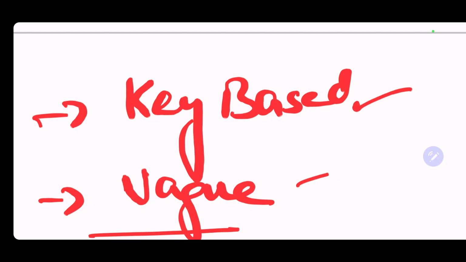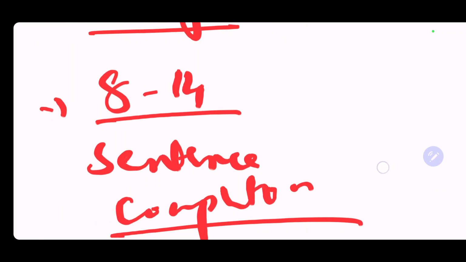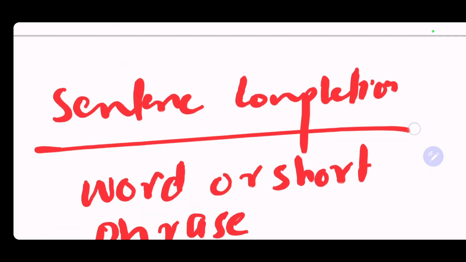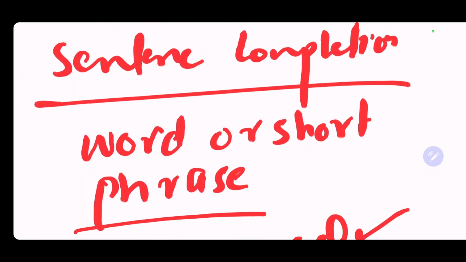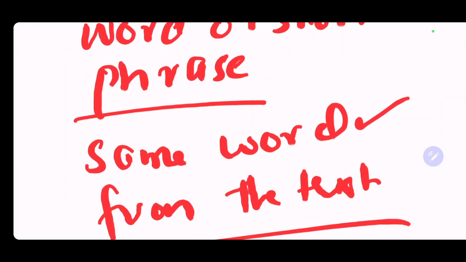Anyhow, there are 2 different types of question in 1 to 7 as well. The first one is the keyword based question, and the second one is, we can say, the vague statement, right? Keyword based and vague statement. Now 8 to 14, we have sentence completion. So there will be again keyword based and vague sentences. In sentence completion, you have to write down words or phrases. It should be exactly the same word from the text.